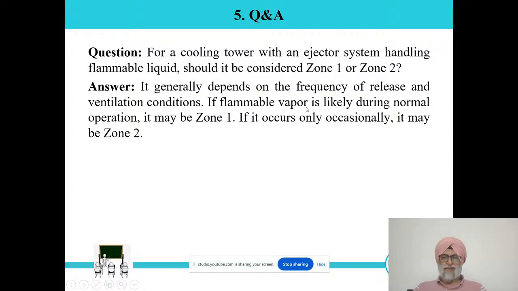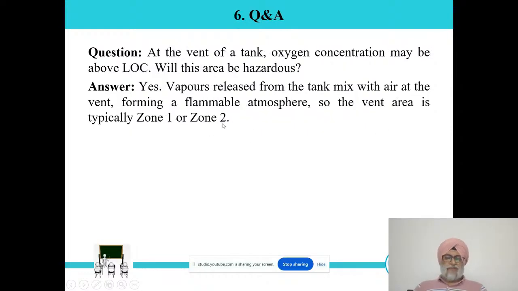If flammable vapor is likely during normal operation, it may be zone 1. If it occurs occasionally, it may be zone 2. In the previous question, we were talking about the cooling tower vapor atmosphere. Of course, moisture is there, so normally there are fewer chances, but depending upon the conditions, we can consider it.